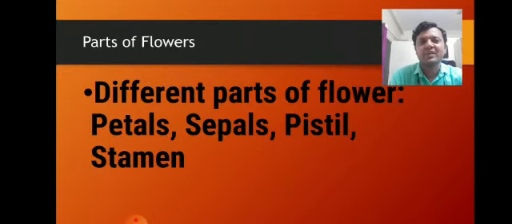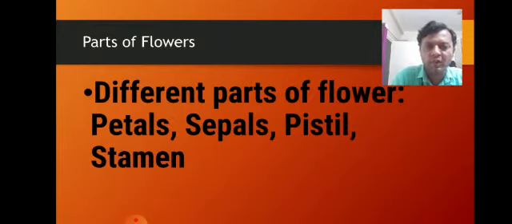Let us see the parts of a flower. There are different parts of a flower, for example petals, sepals, pistil, and stamen. Stamen is also called stamina. These four parts we will be discussing in today's video: petals, sepals, pistil and stamen. Petals and sepals are the very general parts of the flower we can say, but pistil and stamen also have their subparts, which we will be discussing in today's video.